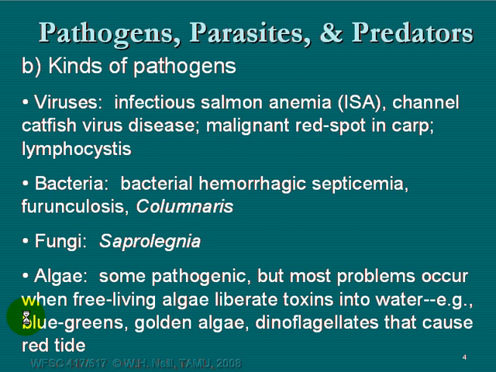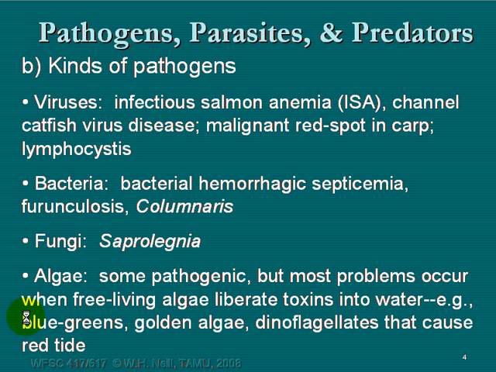So what kind of things are pathogens? Everything you can think of. Everything likes chicken. Well, everything likes fish, too. Viruses like fish, and I've got some examples here, and all I got up is names. You have to tell me what they are. You probably learn all about them in fish diseases, but infectious salmon anemia, ISA, big problem. Channel catfish virus disease, red spot in carp, lymphocystis, a little thing that causes these lesions on the skin, and not really dangerous, but you see it a lot in aquarium situations.